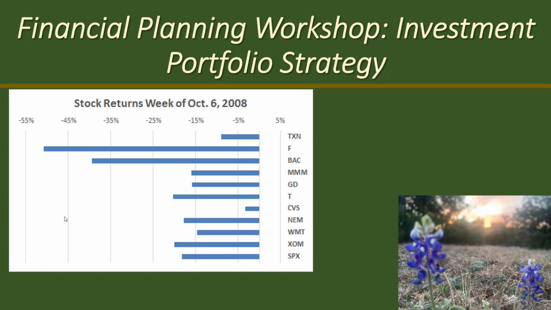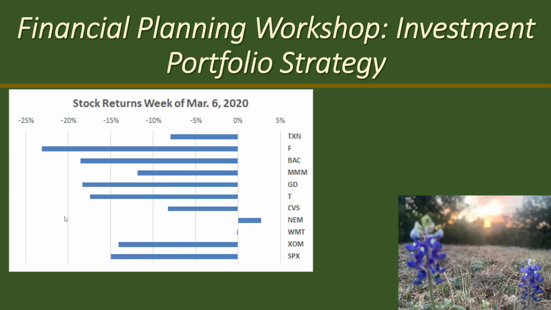The week of October 6, 2008, during the financial crisis, you can see every stock was down that week. The S&P 500 was down over 15%. Ford was down over 50%. But almost no place to hide that week. Very difficult week. And then the week of the pandemic, March 6th, everything was down. Even Walmart, the third from the bottom, Walmart was down a fraction that week. The only stock that was up was NEM, which is a gold stock. So gold stocks did well that week because gold is considered a place to be during a crisis.